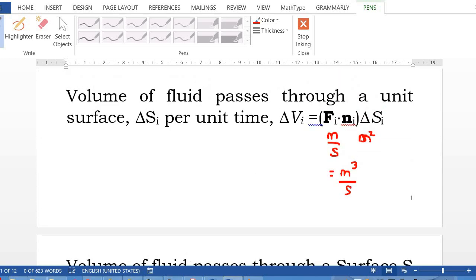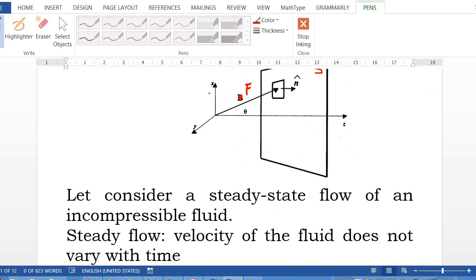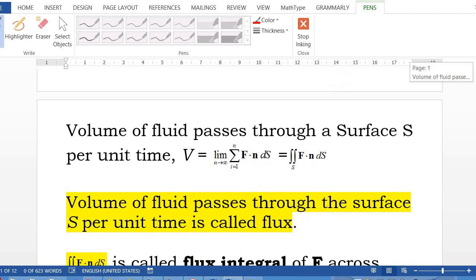Why dot with n? Because the vector field may not be perpendicular to the surface S. That's why we dot with the normal vector from the surface S. So the volume of fluid that passes through the whole surface S per unit time.